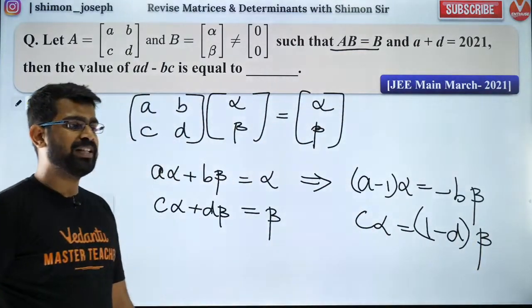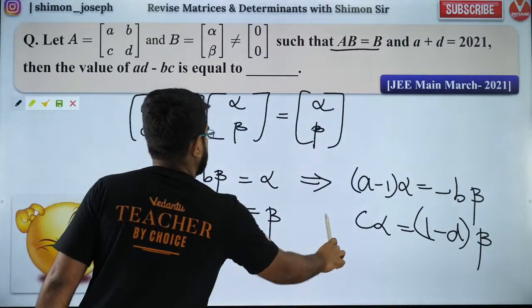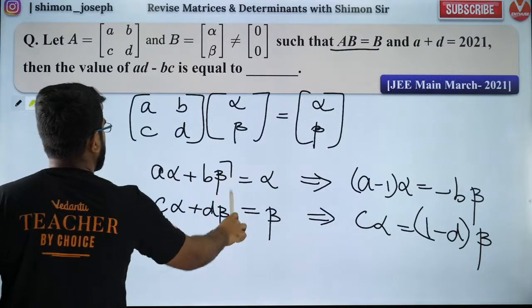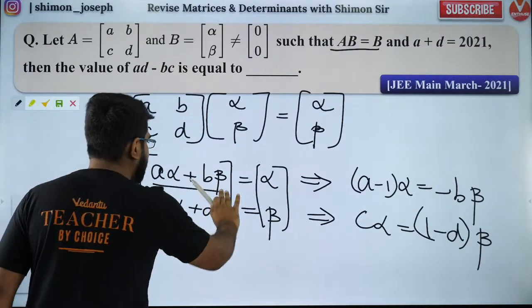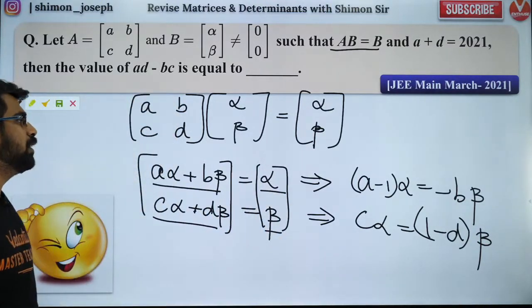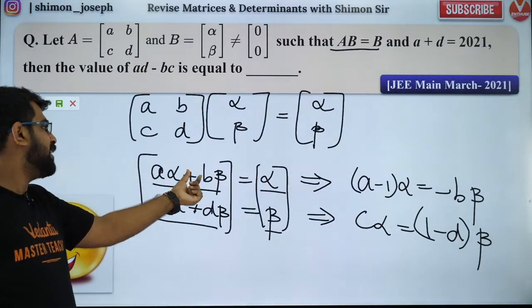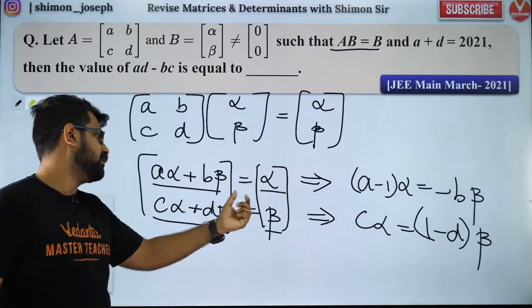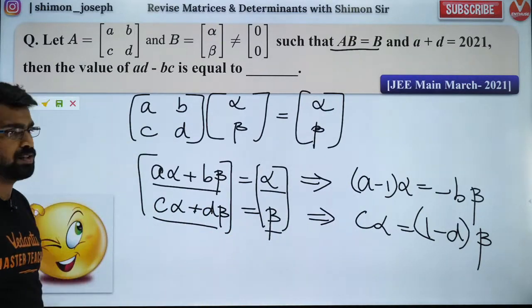Are you all cool with it? Did you guys understand it? What did I do? I brought the matrix and I compared the first element with the first element, second element with the second element. That's it. So I brought alpha to the left hand side. I took b beta to the right hand side. And here I took d beta to the right hand side, nothing else.